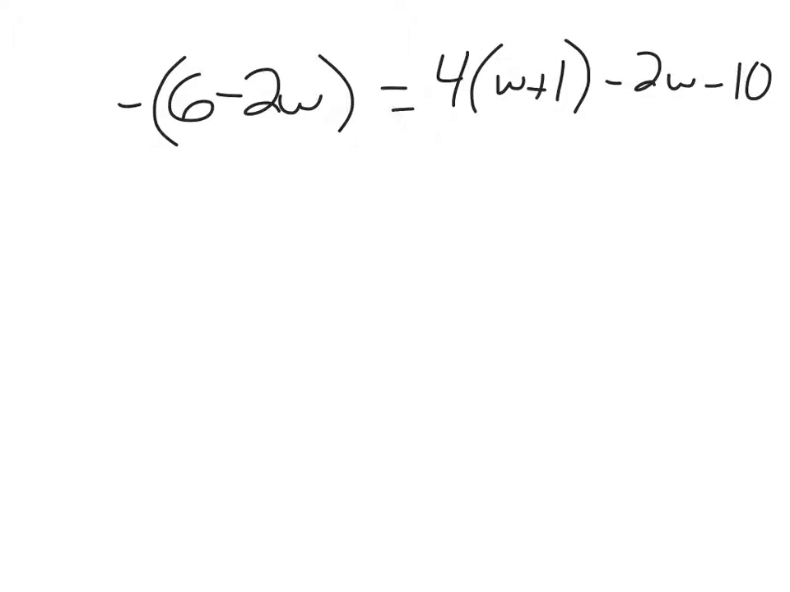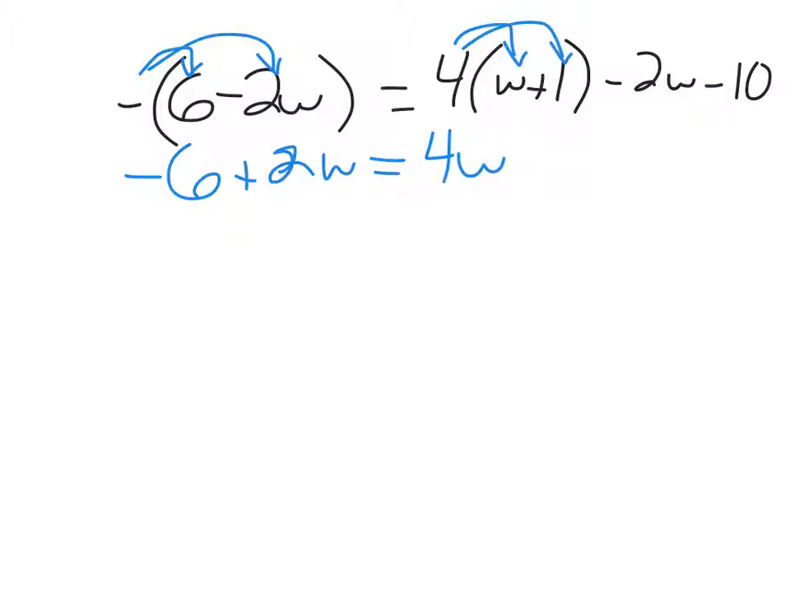So in both cases, our first step is to go ahead and remove those parentheses. So let's apply the distributive property. On the left side of the equation, negative is outside the parentheses, so we can look at that as if it says negative 1, and that is what's being distributed. So negative 1 times 6 would be negative 6. And negative 1 times negative 2 would be positive 2w. Over on the other side, we want to do the same thing. 4 times w is 4w. And 4 times positive 1 would be positive 4. And then I still have this minus 2w minus 10.